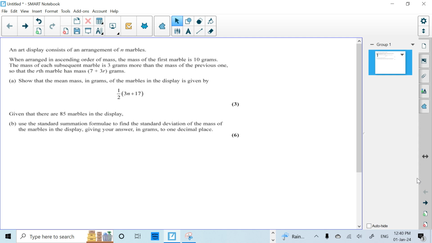half 3n plus 17 for 3 marks, and then B, given that there are 85 marbles in the display, use the standard summation formula to find the standard deviation of the mass of the marbles in the display, giving your answer in grams to 1 decimal place.